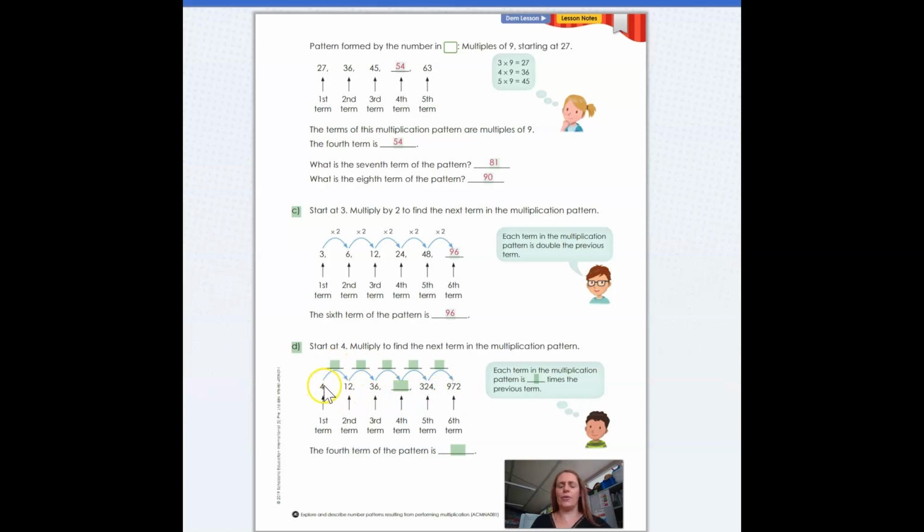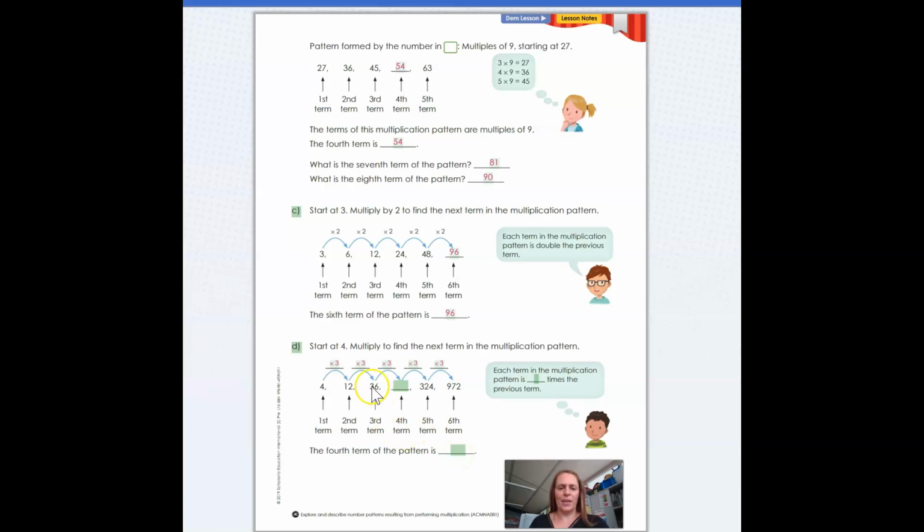Let's give it a go. 4 times 3, oh, Mrs. Simic is winning, equals 12. 12 times 3 equals 36. 36 times 3 equals a very special number. Something times 3 equals 324, and 324 times 3 equals 972. Okay, so the fourth term of this pattern is, what is it?